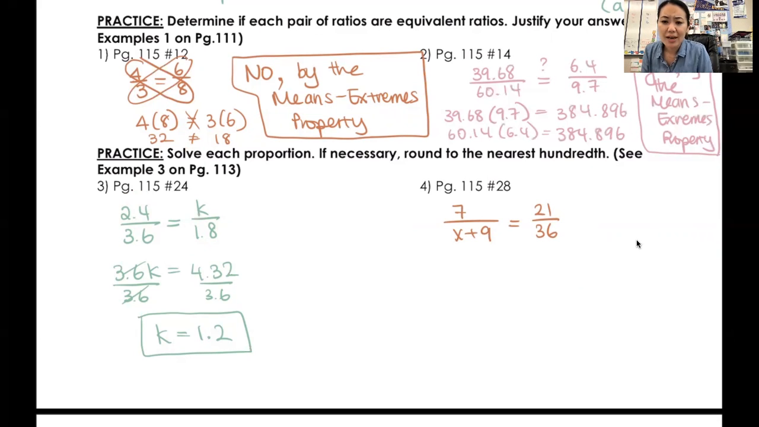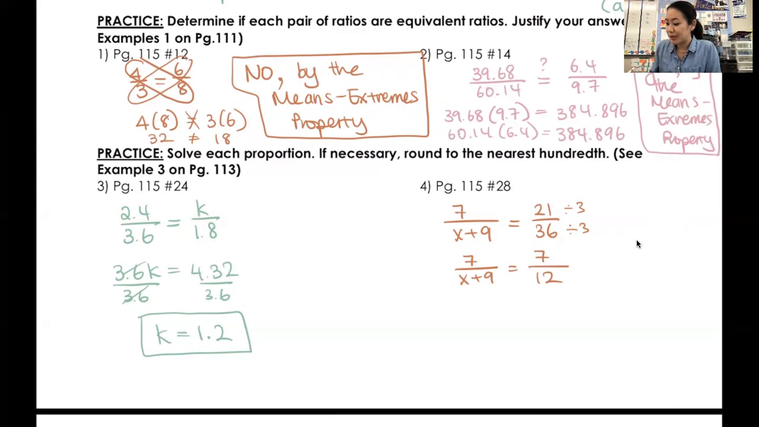Okay, actually something I noticed first is that 21 over 36, I can reduce that. You don't have to, but I think it would actually make life a little bit easier to have smaller numbers. So I'll divide top and bottom by 3. So I get 7 over 12.